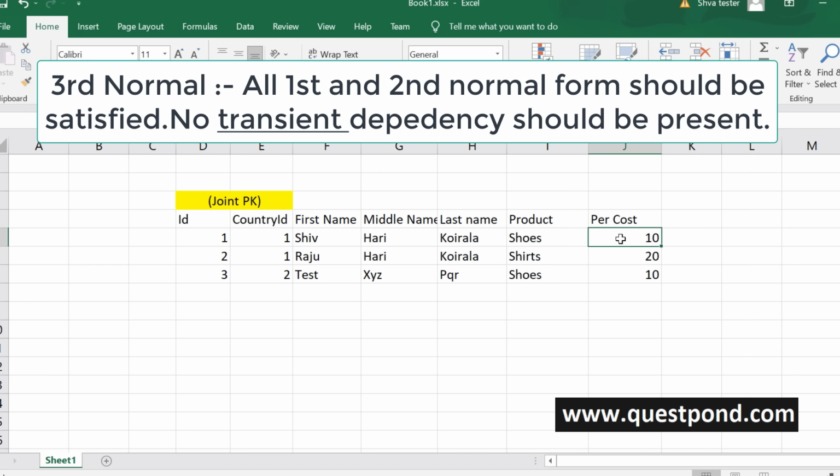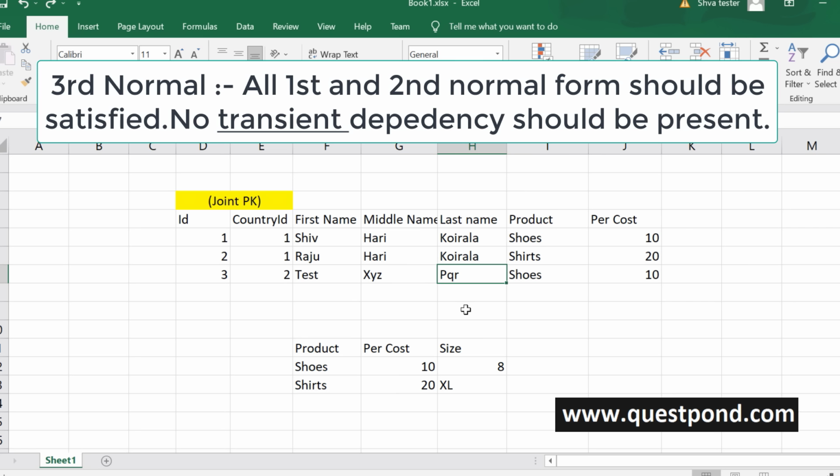This non-key column's value is dependent on this non-key column's value, right? So this is a transient dependency. Now what should really happen out here? You should have a product master somewhere, and there you should have the cost and the size of the product, whatever it is. So we'll say, okay, shoes is 10 and shirts is 20, extra large or whatever, size of 8 and so on. And then we don't need it here. So when we say shoes, we look up here and we get the cost. So there should not be any transient dependency of a non-key column on another non-key column.